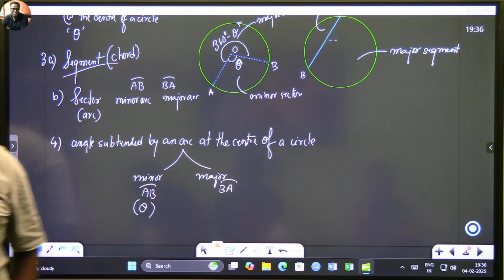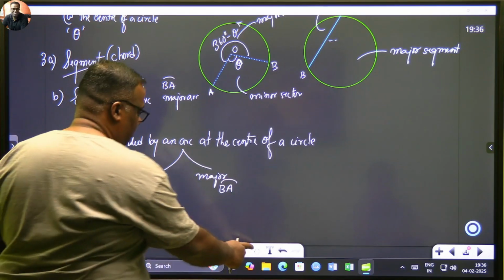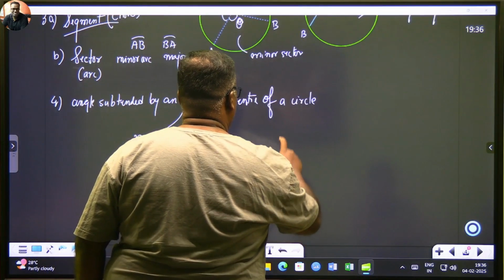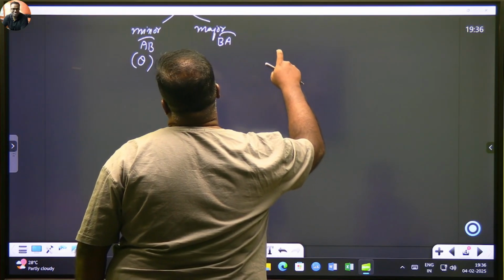Clear this part? Yes. Shall we go ahead more? Okay. Now something more with chords.